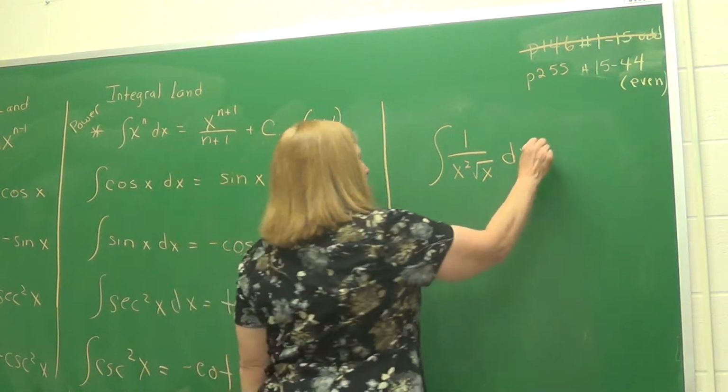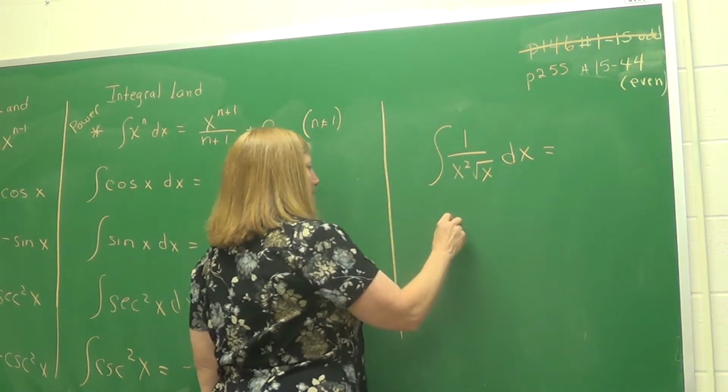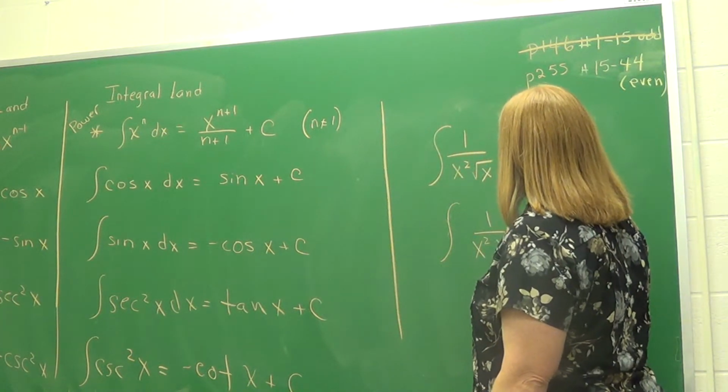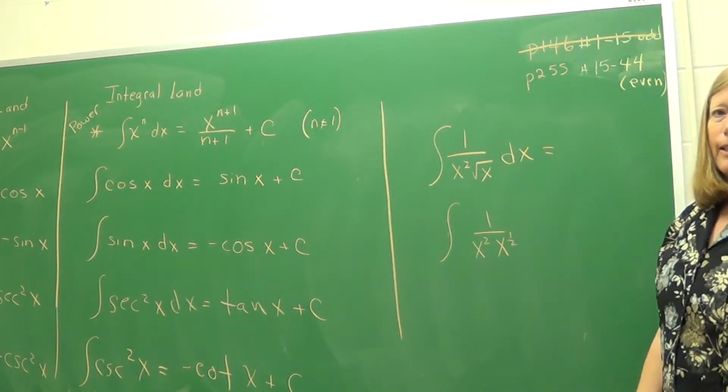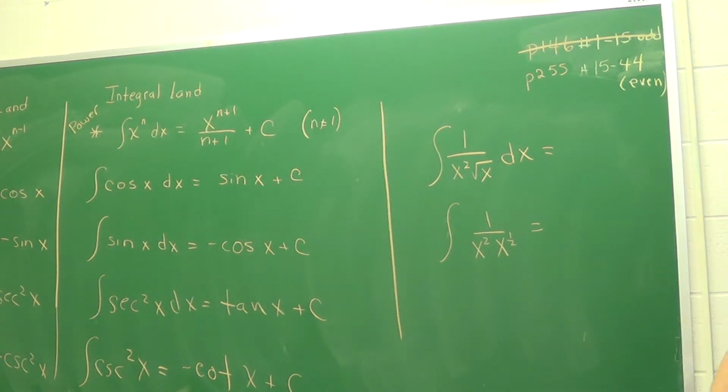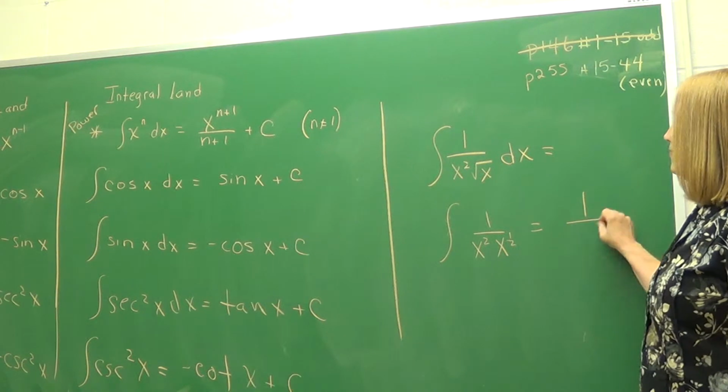You could combine the x squared and the square root of x. So on the bottom, this is like x to the 1/2, is it not? So how do you combine exponents like that? You add them, and what do you get? x to the 5 halves.